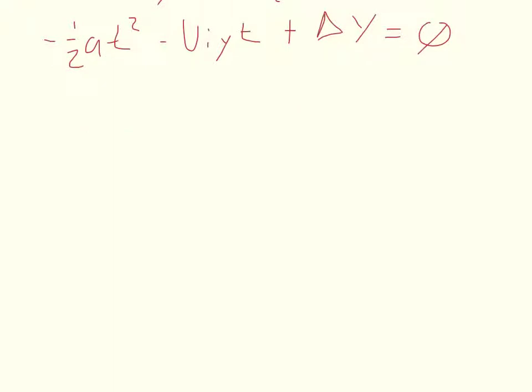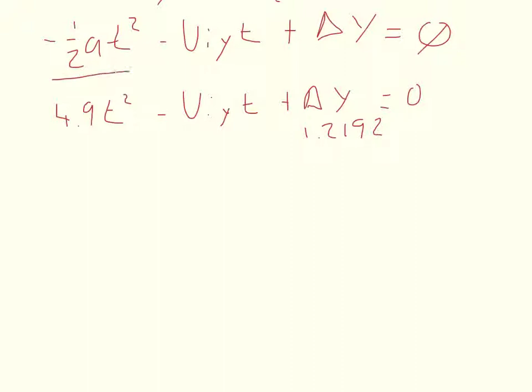And sometimes, just to simplify, we can look at this negative 1/2 of a. A is a negative number itself, negative 9.8, so it's simpler if we just make this a positive 4.9 t squared minus v initial y times t plus delta y equals 0. And if you wanted to, you could even replace delta y with 1.2192, but it's not necessary. It just makes it easier on the eyes if there's not a negative in the front.